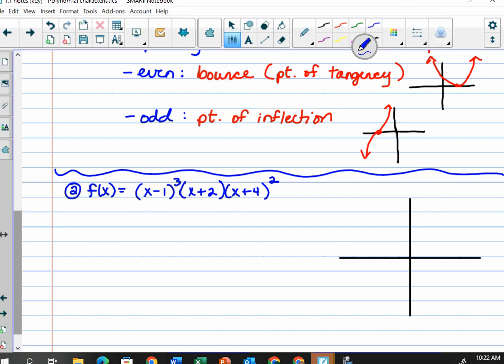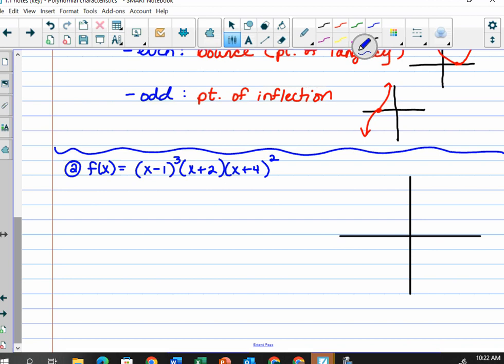So this is all non-calculator, guys. We're just going to figure out all the different points that matter on this graph without a calculator. So we're going to think about a lot of different things here.